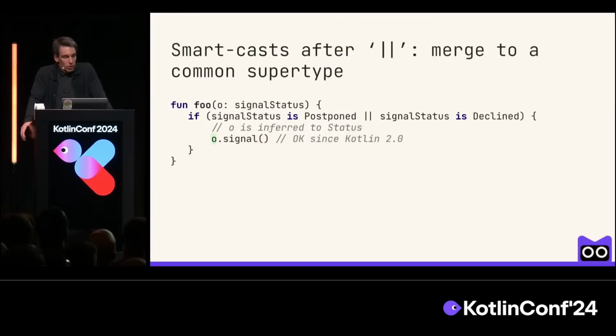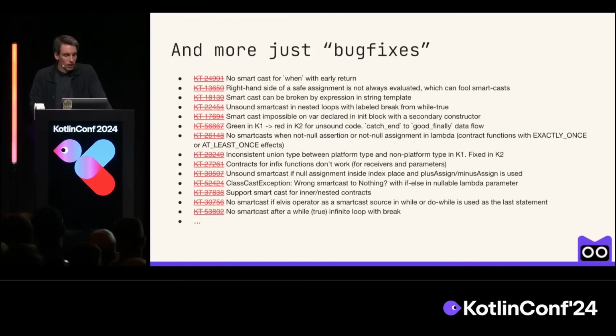And with the K2 compiler, we started to merge information from the OR operator. And now we can infer that our variable is the closest supertype of Postponed or Declined types, which is Status. So therefore, we can invoke the function signal. And there are more bug fixes and such features in the release.